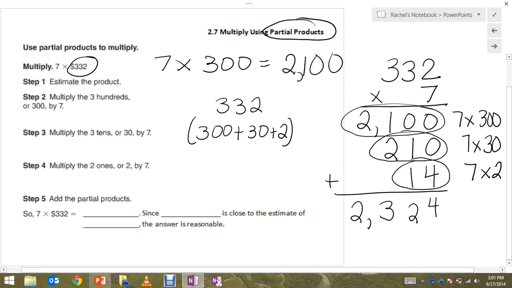And we get 2,324. Looking back to our estimate, this is pretty close. So our answer is reasonable.